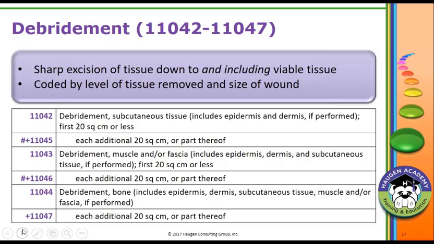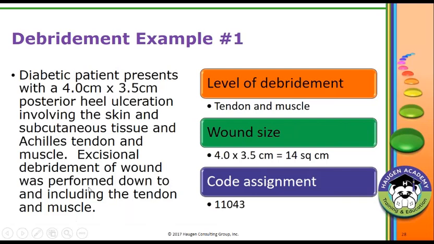And then the other 4 codes listed there are set up the same way. They're just for deeper structures. We've got the muscle and/or fascia, and then we also have bone. So here's an example for you.